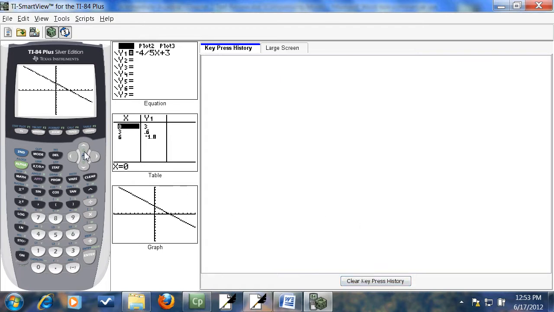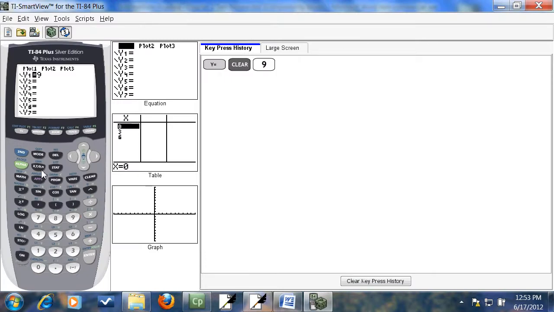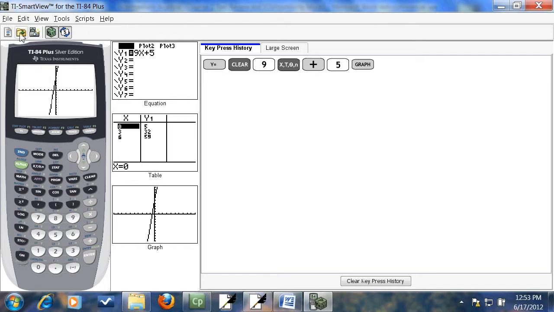Let's look at the other one. Press clear. I'll press Y equals, press clear. And the other one's 9x plus 5. So 9x plus 5. And then graph. And that'll give us our other graph.